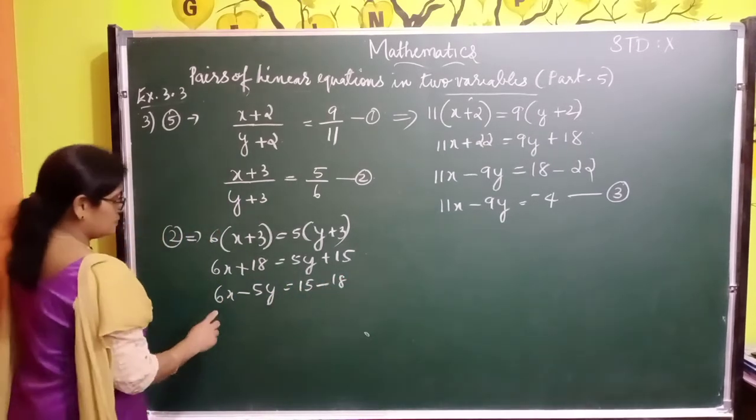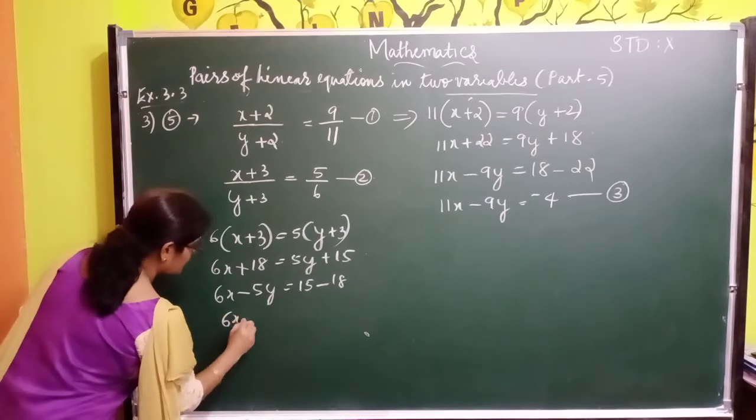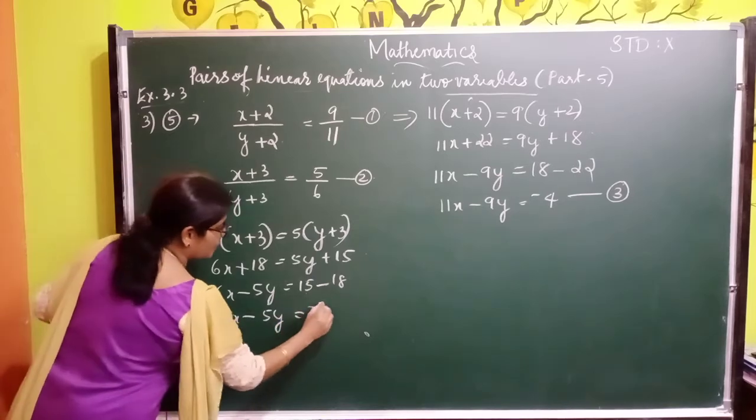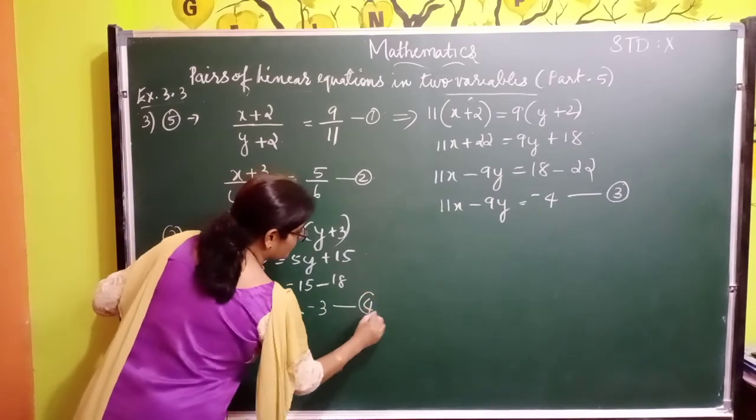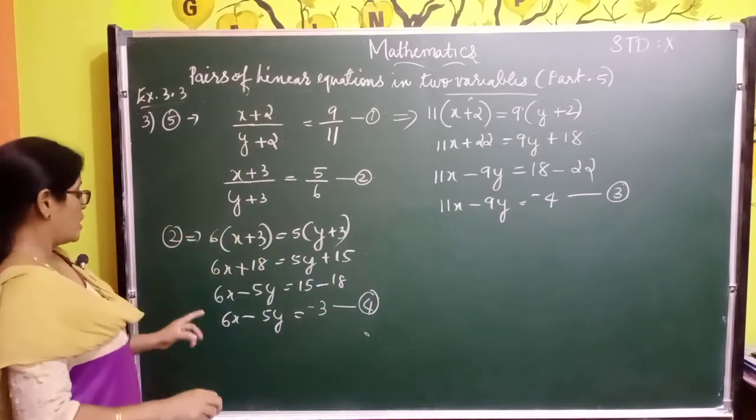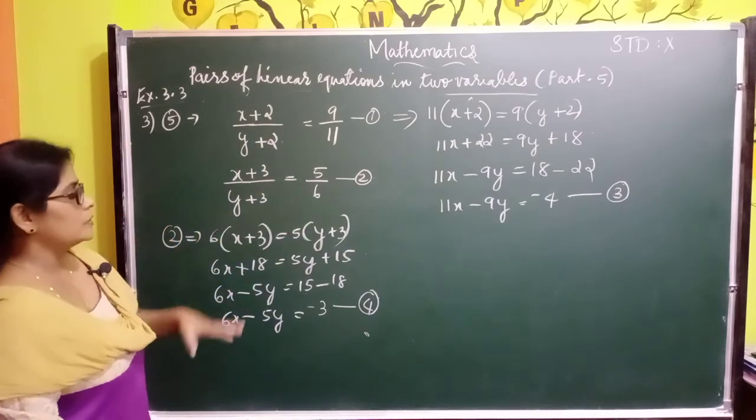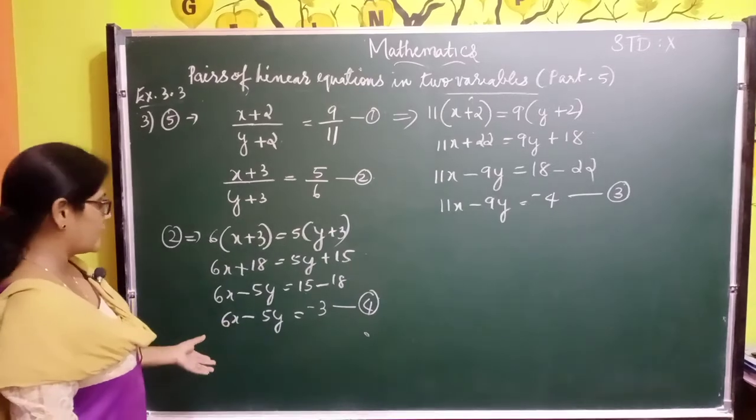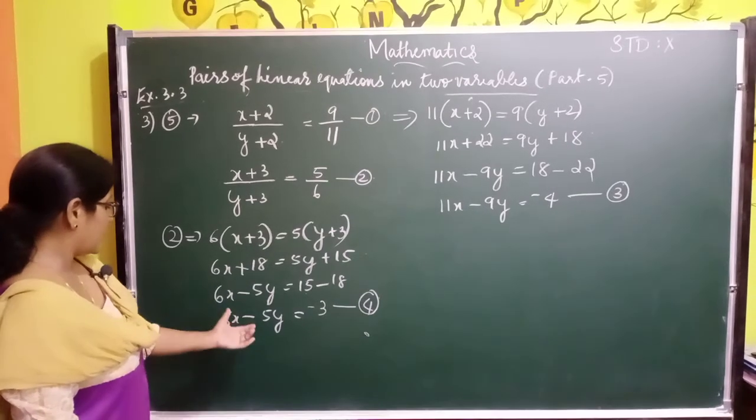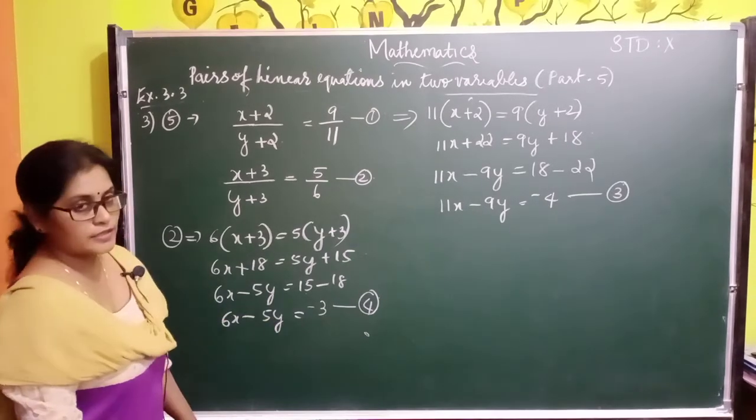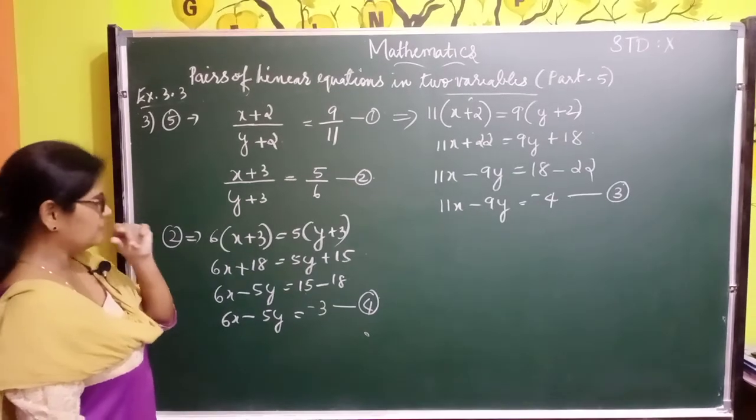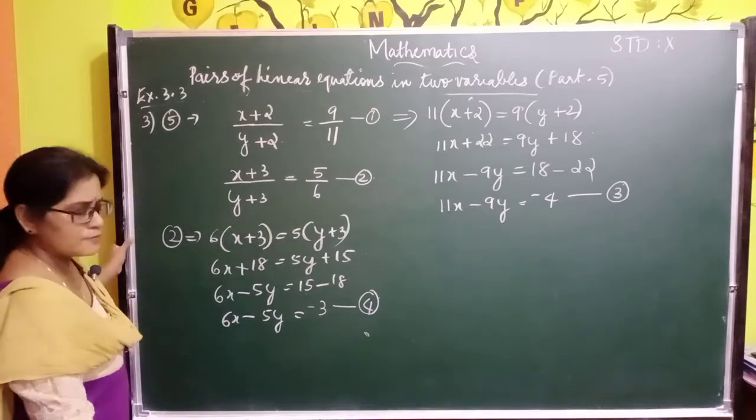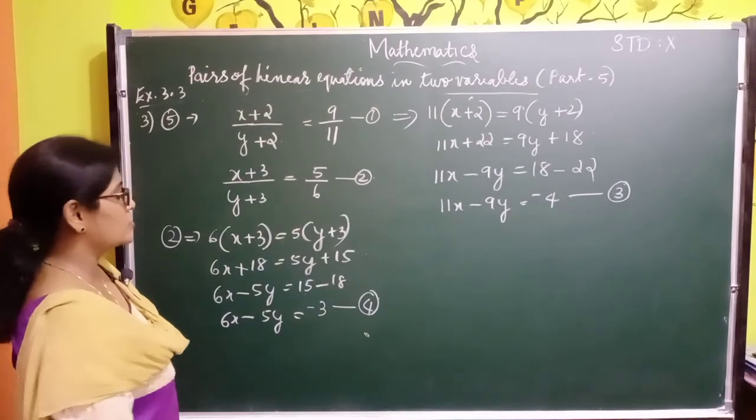Therefore, 6x minus 5y is equal to 15 minus 18, which is minus 3. Equation 4. So, I have two equations. 11x minus 9y is equal to minus 4 and 6x minus 5y is equal to minus 3. I think you can do it. You can use the substitution method and find.